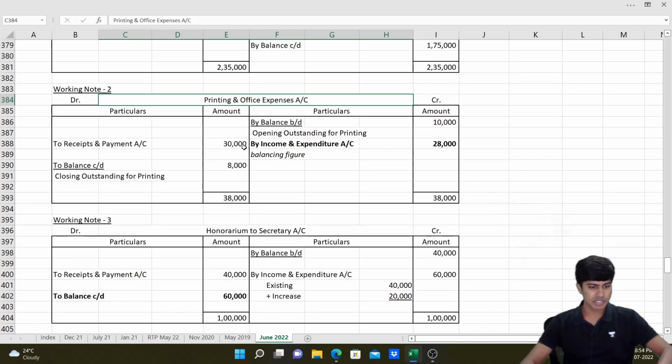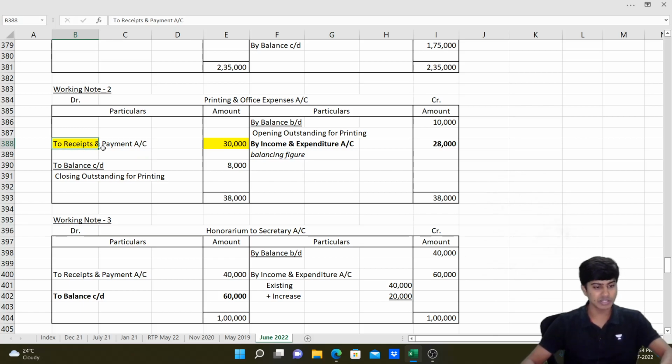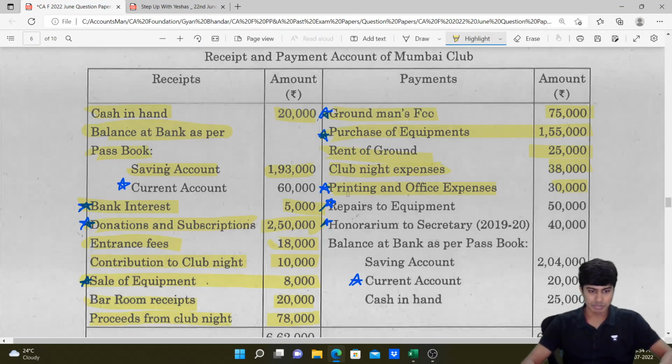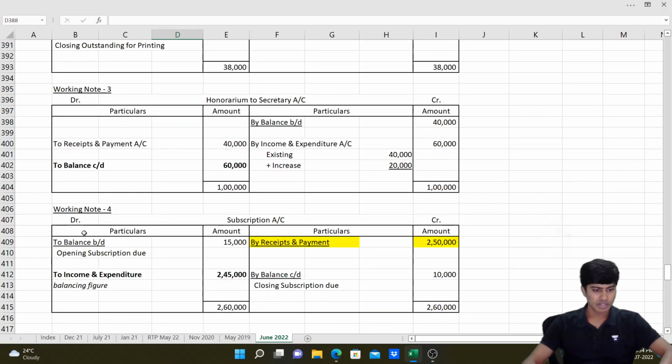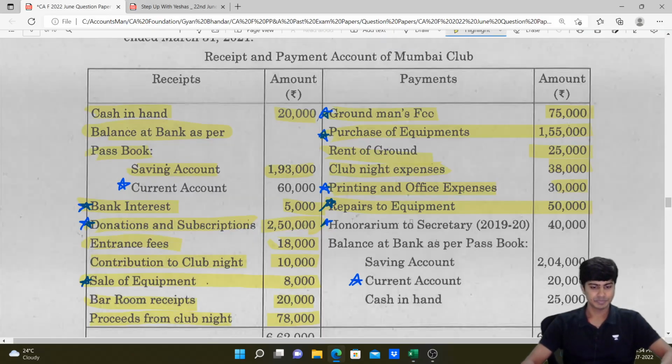Here, how much is the expense? 30,000. Sorry, how much is paid? 30,000. 30,000 paid doesn't mean 30,000 is our expense. There can be some outstanding, some prepaid. Repairs to equipment, again this item has adjustment. I cannot write this straight in my income and expenditure. I'll write it outside, 50,000. So I've done a working note here. Repairs to equipment, amount paid is 50,000.